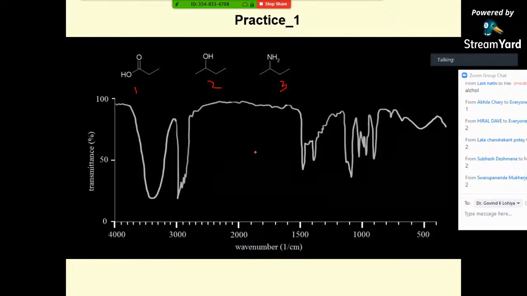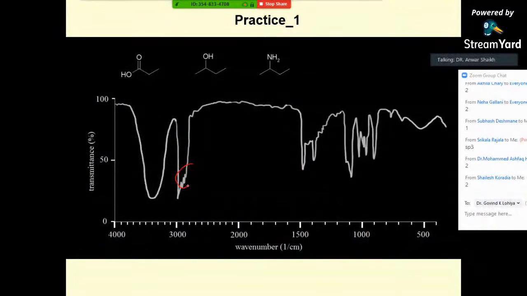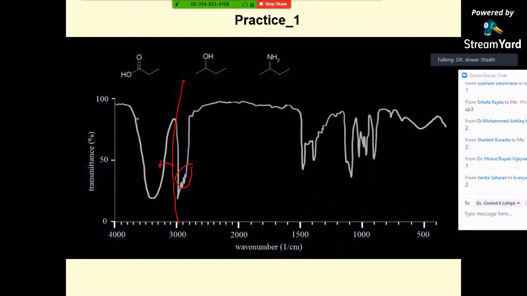Okay. So in this case, the first thing is to draw a line at 3000 and a line at 1500 as per our rule. What are these peaks? It is sp3 CH. That is also present here, also here, and also here. So this peak will not help to identify among the three. It is present in all three, CH stretching. Now, extreme left of 3000, we are observing a peak here.